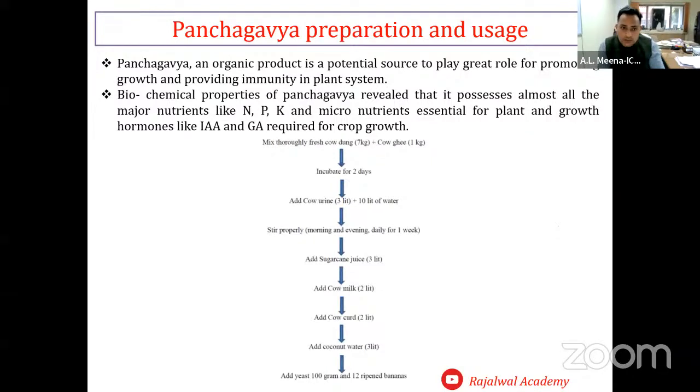For preparation of Panchagavya, mix thoroughly fresh cow dung, then incubate for 2 days, add the cow urine, then stir properly, and then add sugarcane juice, and after sugarcane juice, add the cow milk, and then cow curd, and then add coconut water, and add yeast 100 gram and 12 ripened bananas.